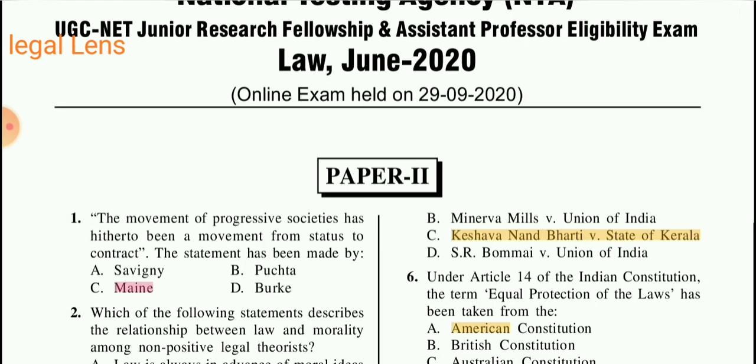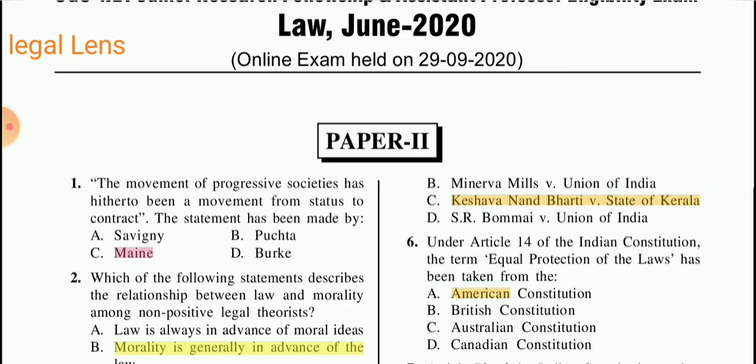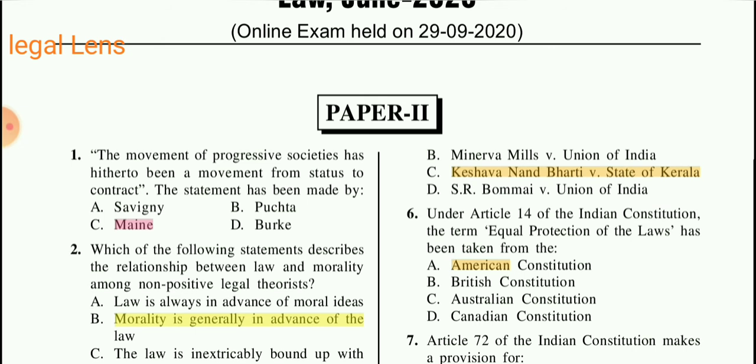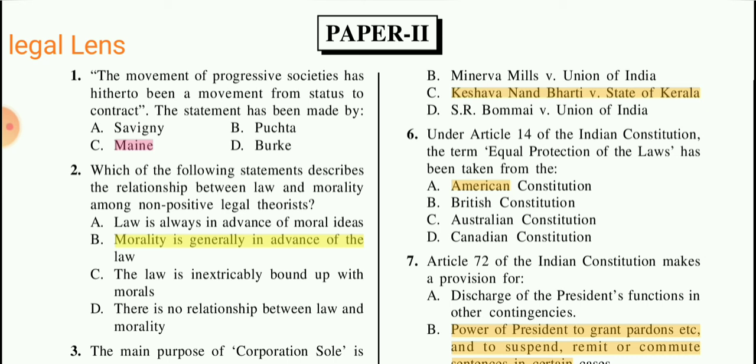Question number 1: The movement of progressive society has been a movement from status to contract. A society that has moved from status to contract. The statement was made by Maine.